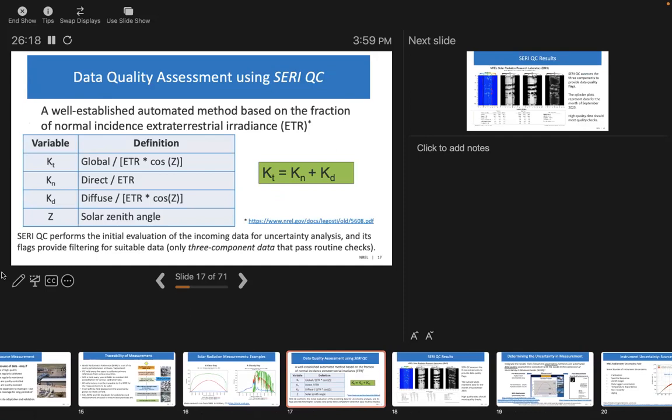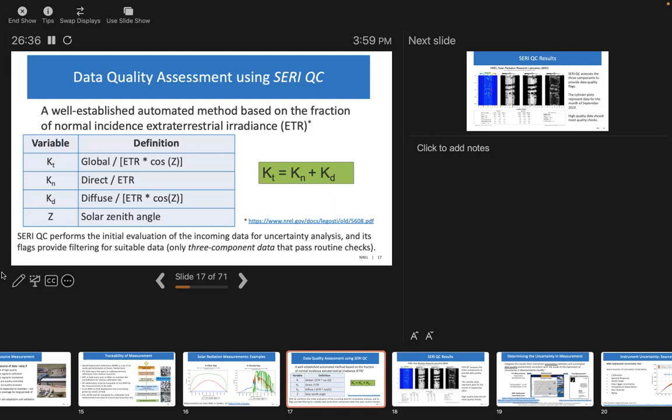So we have the software, which is called Syracuse. SERI is Solar Energy Research Institute. Before NREL became NREL, it was a little thing which got started by Jimmy Carter a long time ago, and then it became a national lab. But they developed a software called SERI Quality Control.